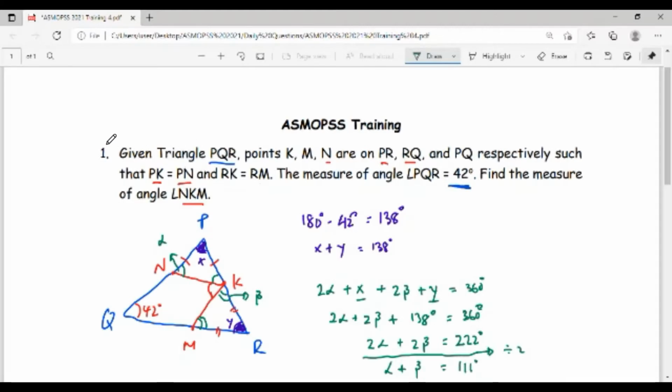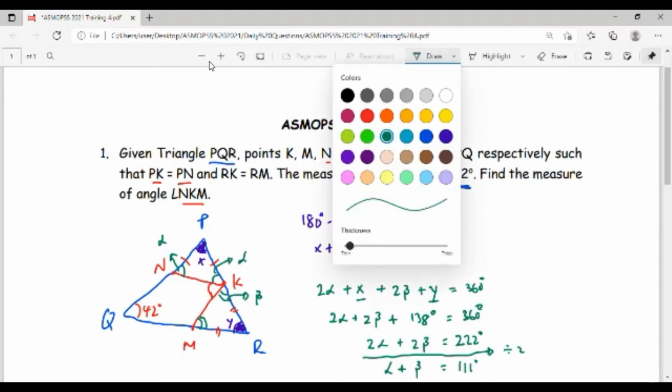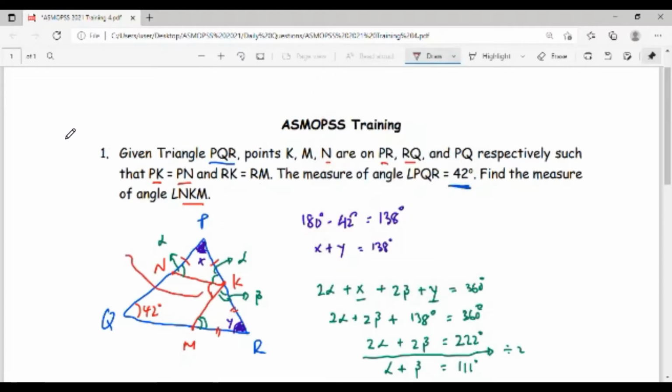So now you see, this one is alpha and this one is beta. If we are asked to find the angle here, that is equal to the sum of angles on a straight line, 180 degrees, minus alpha minus beta, or we can write it as 180 degrees minus alpha plus beta, which is 111 degrees. So it's equal to 69 degrees. So angle NKM is equal to 69 degrees. All right.